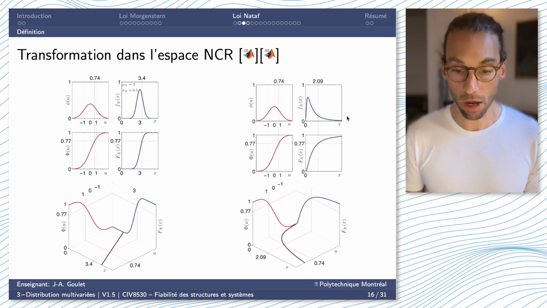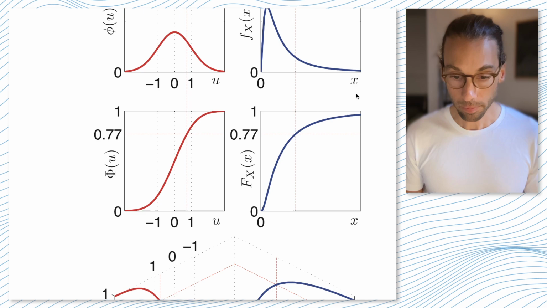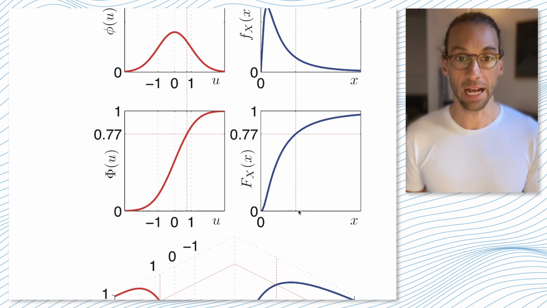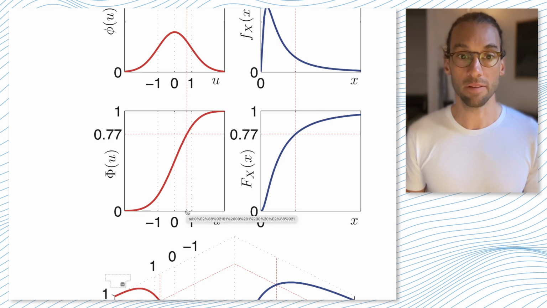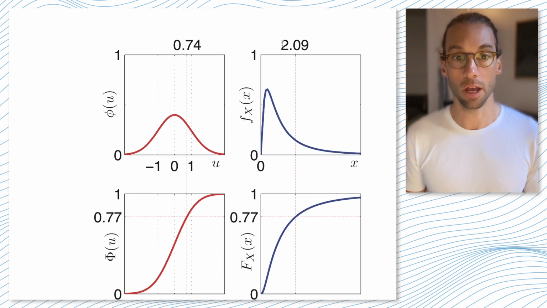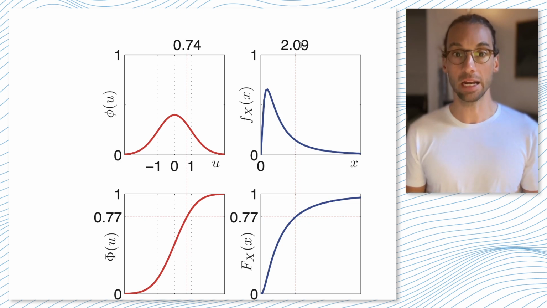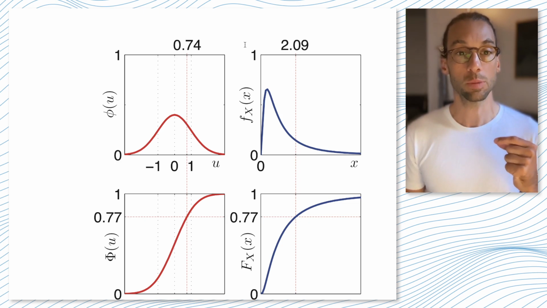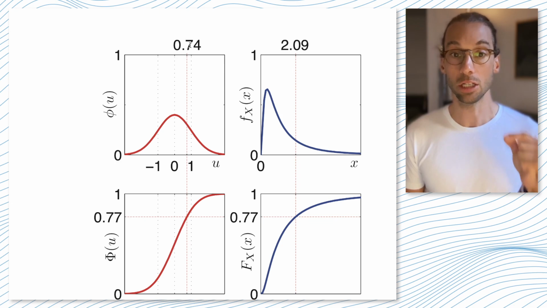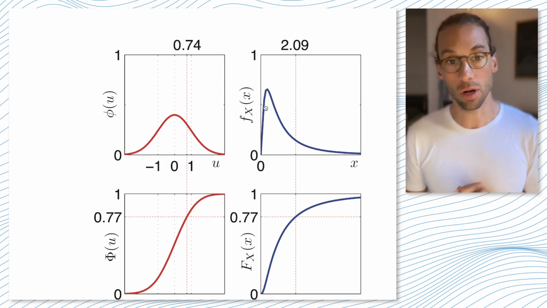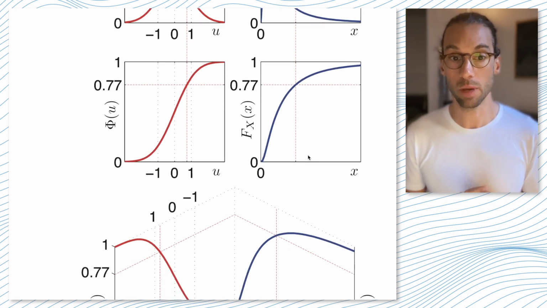So going from my original space, a given x, I'm going to take a value, read it in my CDF, and read from the inverse CDF of my standard normal space. I'm going to have the corresponding value, where both are evaluated for a CDF of 0.77. So from a coordinate of 2.09 in my original space, that corresponds to 0.74 in the standard normal space. And this can be done for any arbitrary distribution in my original space.